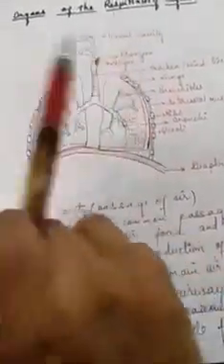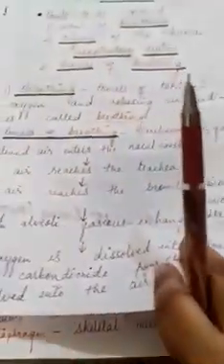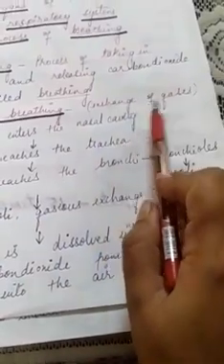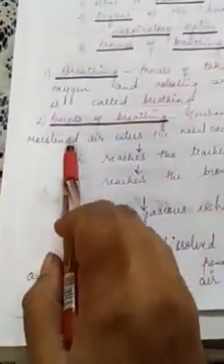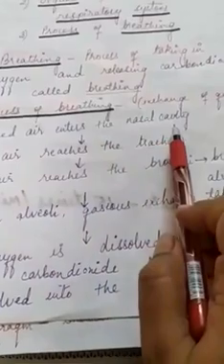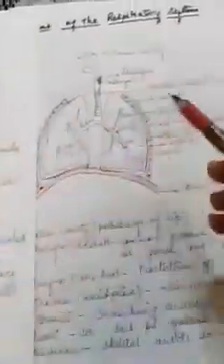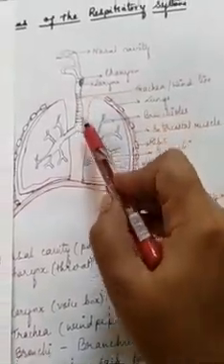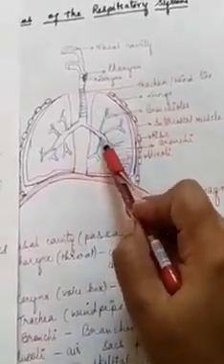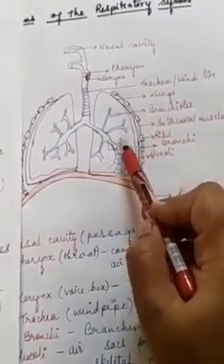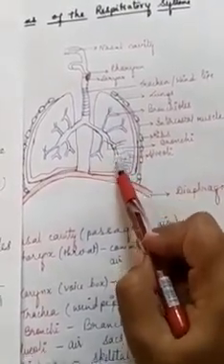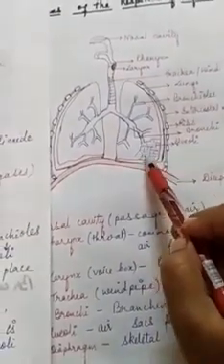Now children, I will be telling you the process of breathing. Process of breathing means exchange of gases. See, first of all, air enters the nasal cavity or the nose. The air reaches the trachea or the windpipe. From the windpipe, the air reaches into the bronchi. From the bronchi, it reaches into the bronchioles. And from the bronchioles, it reaches into the alveoli or the air sacs.